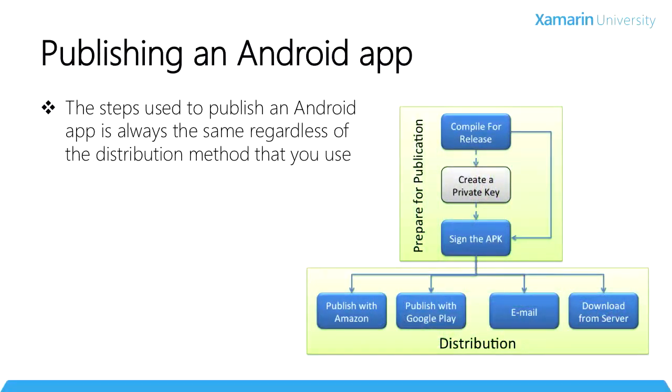The steps that are used to publish an Android app are always the same, basically regardless of the distribution method that we use. First, we have to compile for release. We just did that. We create our certificate. We sign the APK, and then we can go ahead and publish it wherever we want. That can be through the Google Play Store, but you can also publish through the Amazon store. If you want, you can even distribute the APK via email, upload it to Dropbox, or put it on your server for download. If you have an Android device and you navigate to an APK file with the built-in browser, it's actually going to install the APK.